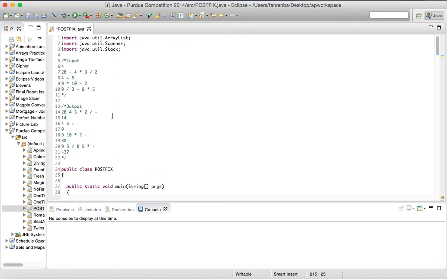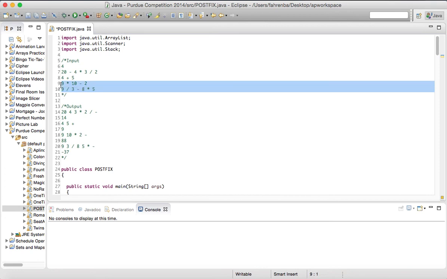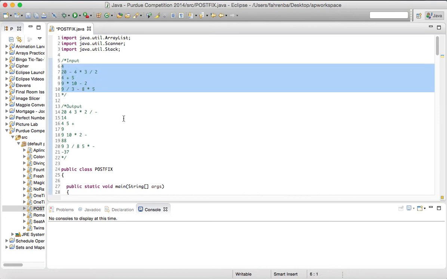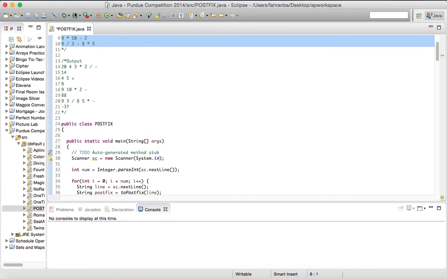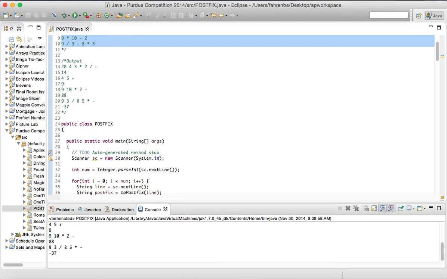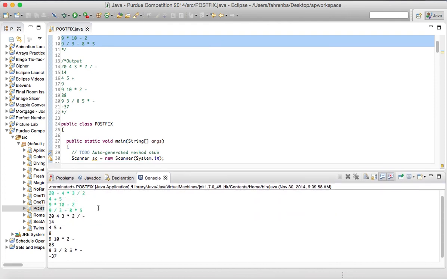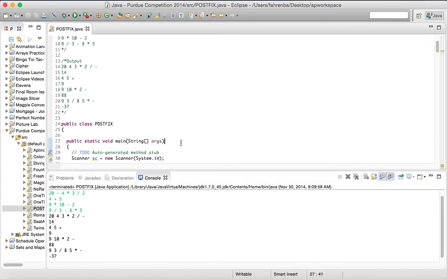Now I probably should run it to make sure that it works and you believe me. So I'm going to copy the input string, so that when I run it, I can paste it in, and it does show me the output that we want. We get 24, 3 times 2 divide minus, 14, 4 5 plus, 9, 9 10 times 2 minus, 88, and 3 divide 8 5 times minus, and negative 37. Yay! So that's the postfix program.